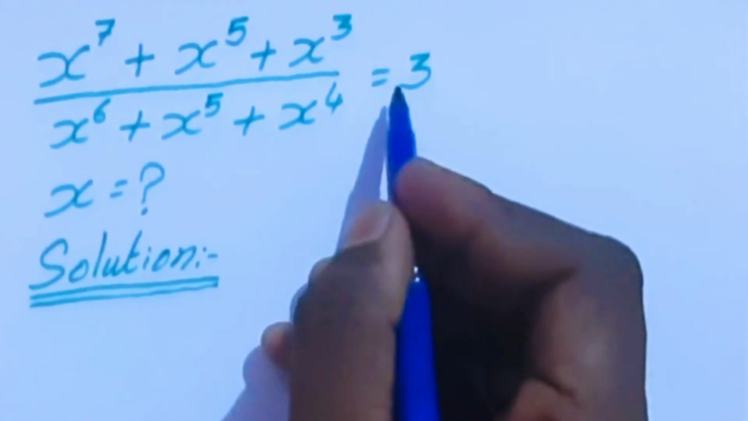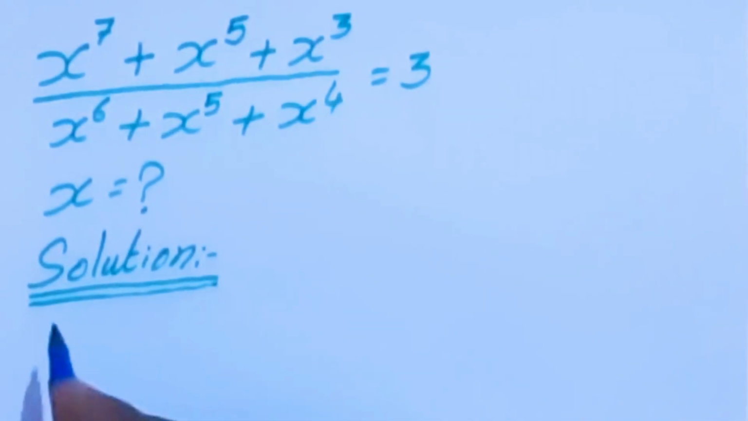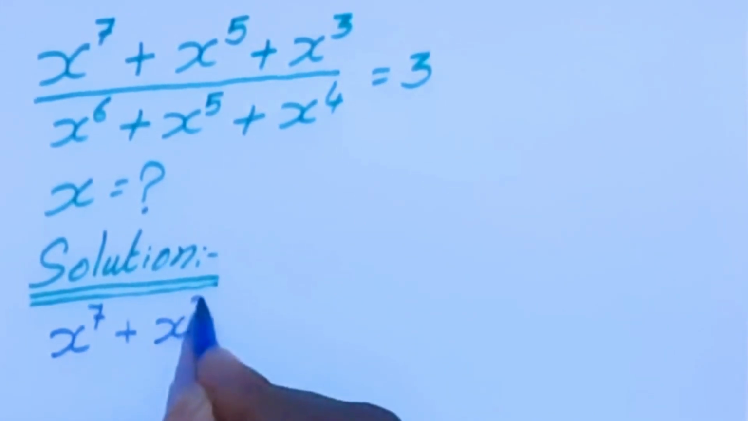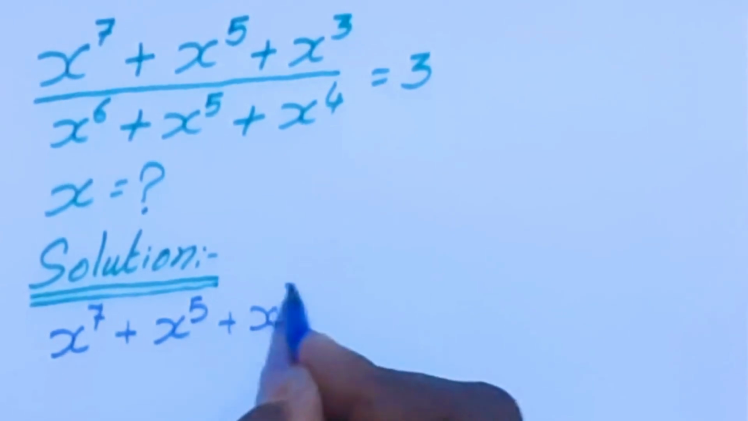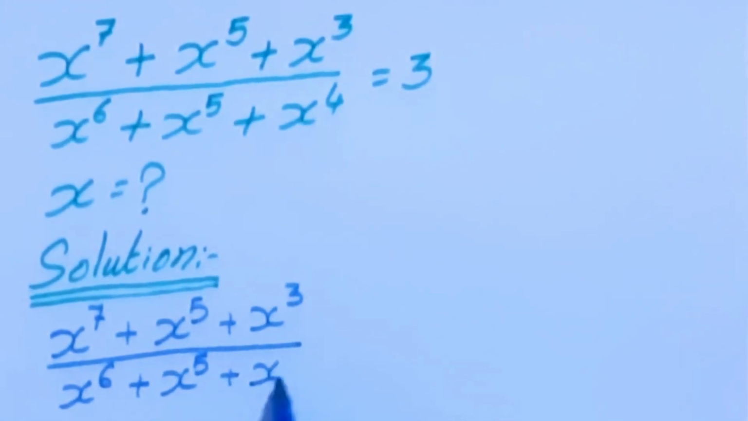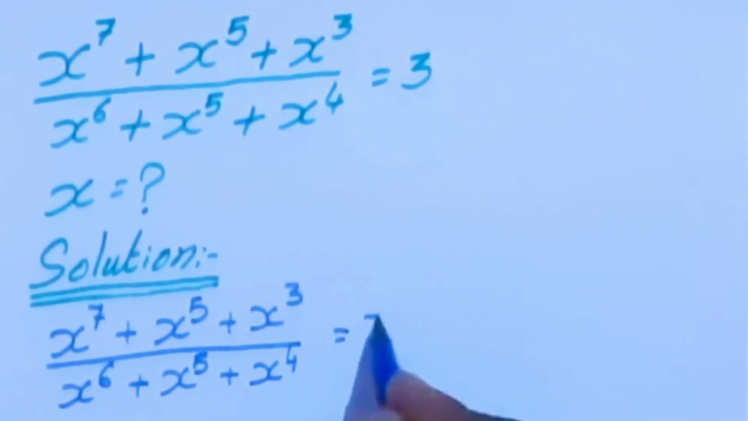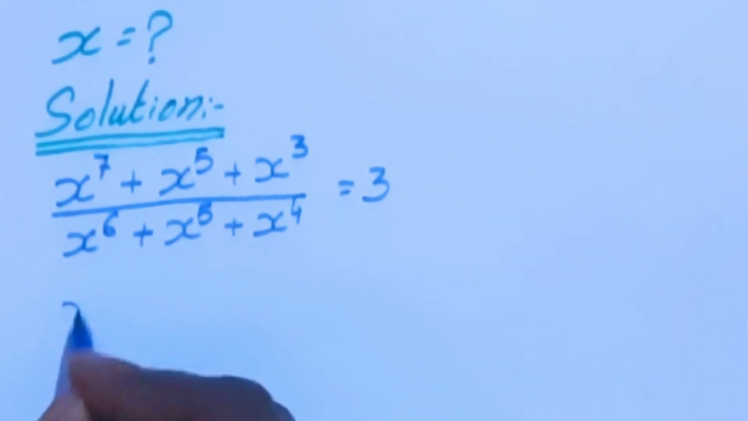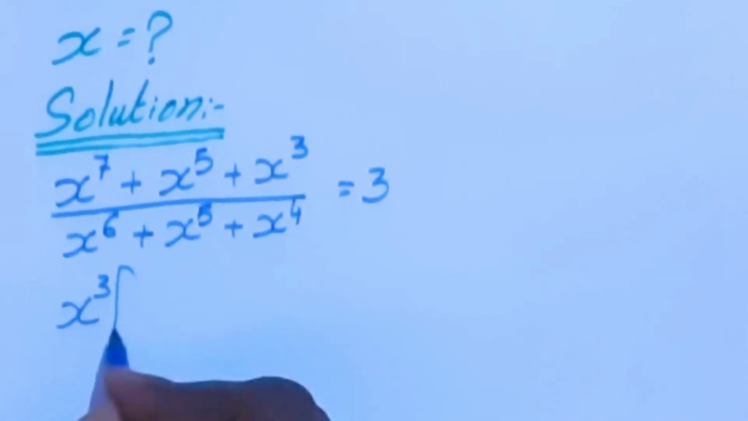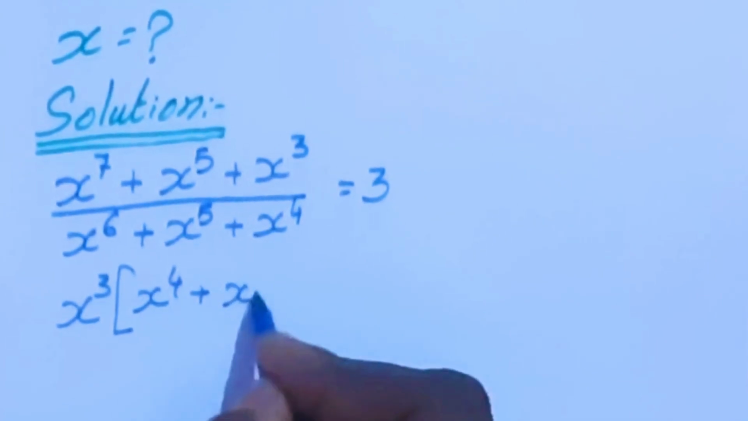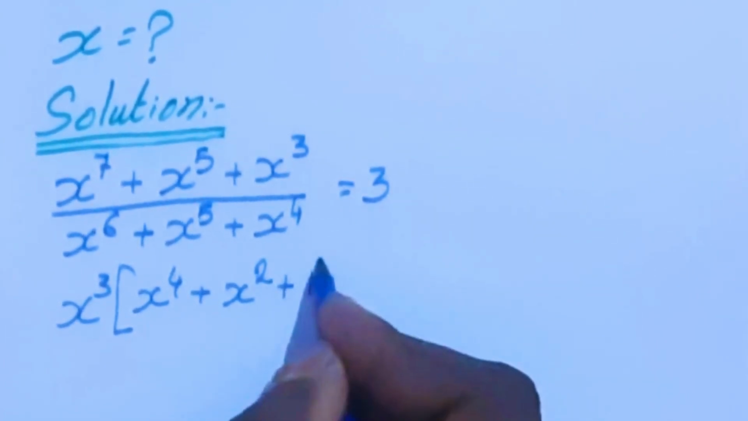Today we are going to solve this problem to find the x value. Solution: (x^7 + x^5 + x^3) / (x^6 + x^5 + x^4) = 3. Now we are going to take x^3 common from this. So x^3 (x^4 + x^2 + 1).